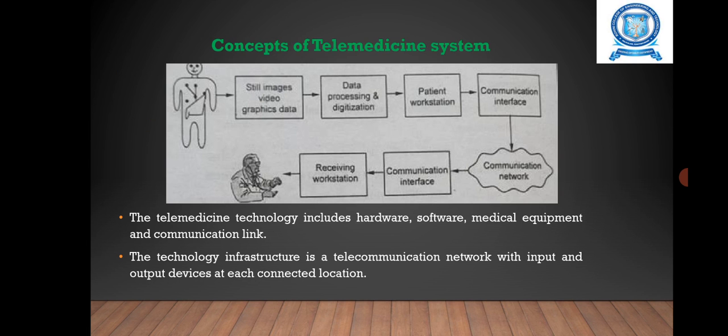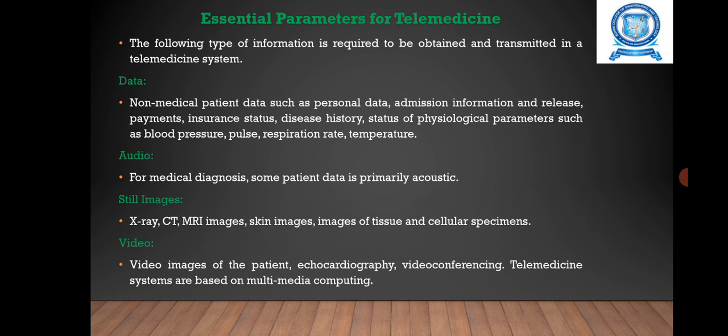Next is the concept of a telemedicine system. The telemedicine technology includes hardware, software, medical equipment and a communication link. It also contains infrastructure: a telecommunication network with input and output devices at each connected location. Then we have some essential parameters of telemedicine. The following types of information are required to be obtained and transmitted.